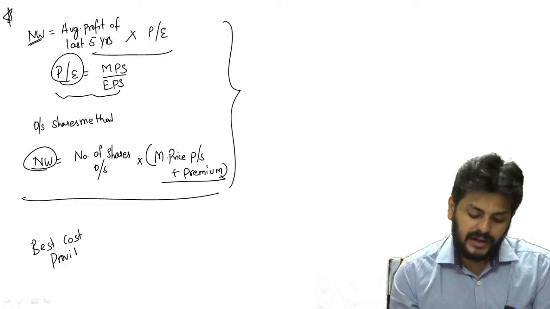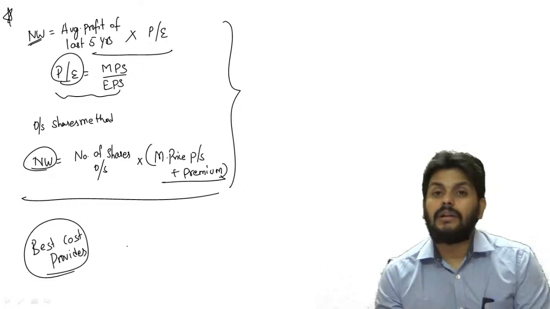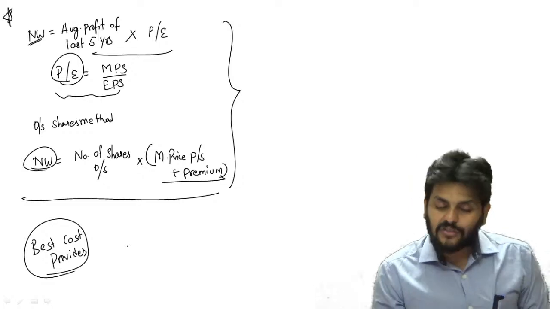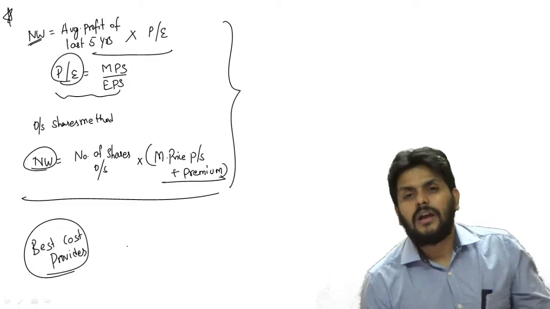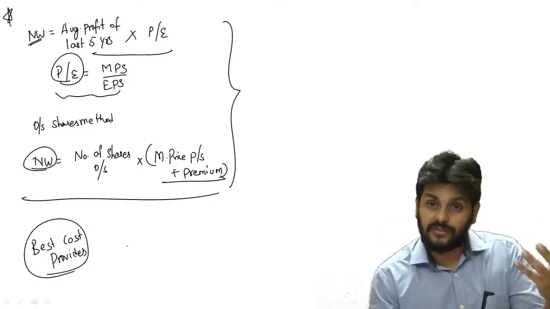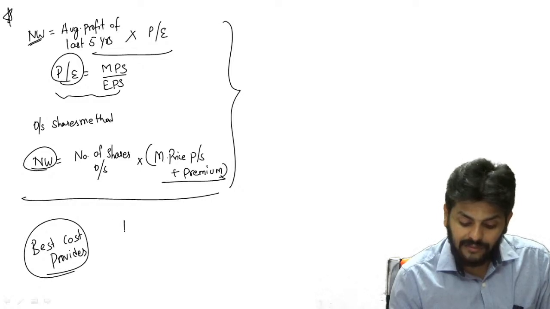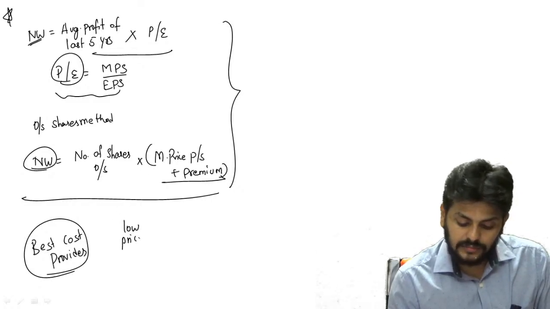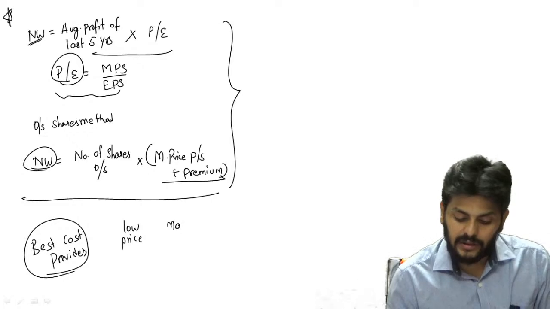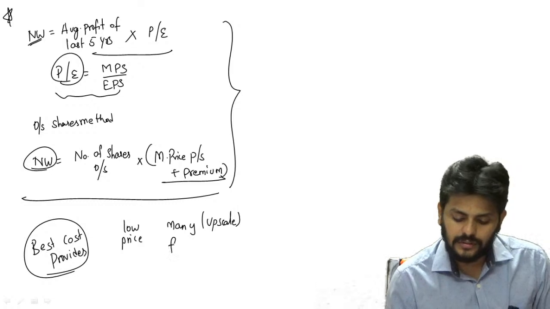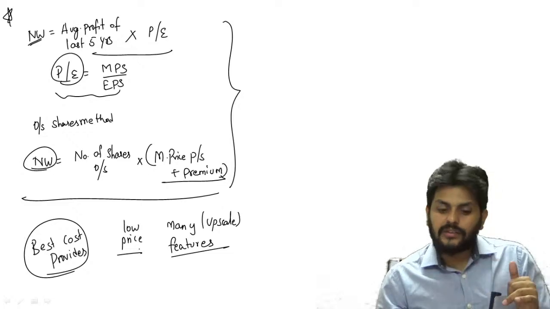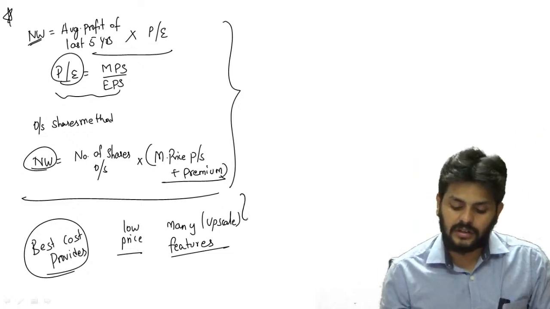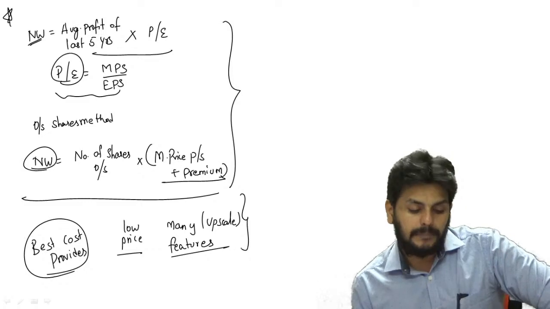Now a best cost provider is a person who neither gives you the least cost nor the highest cost. Nobody told you that it doesn't go by the cost, but it is the best cost wherein you have low price and many features, or rather you can say upscale features. Okay, 2 things. So low price but many features. That's the story behind best cost provider.